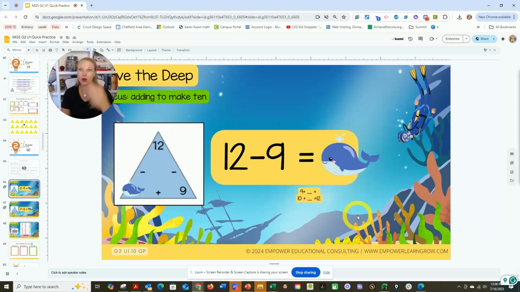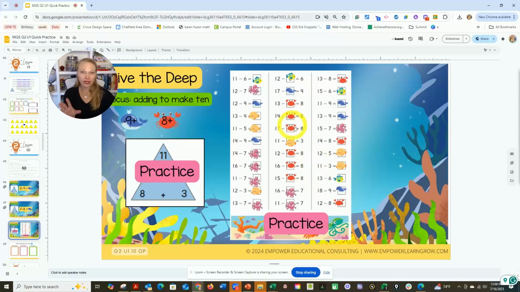So then I'd say, okay, now practice with your mountain cards. You're doing the same thing. Cover up one of the partners. You're thinking to yourself, 9 plus what equals 12. So the Dive the Deep is all mixed up. Okay, you can see that all the different animals here are different facts. I just don't think that it's been very effective.